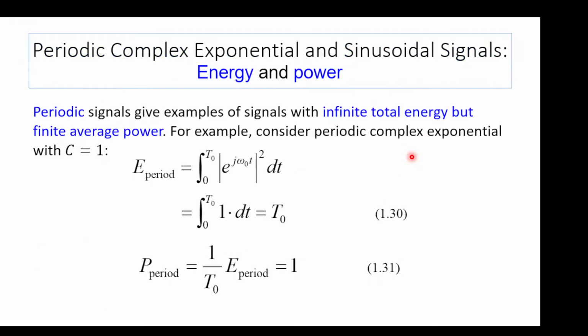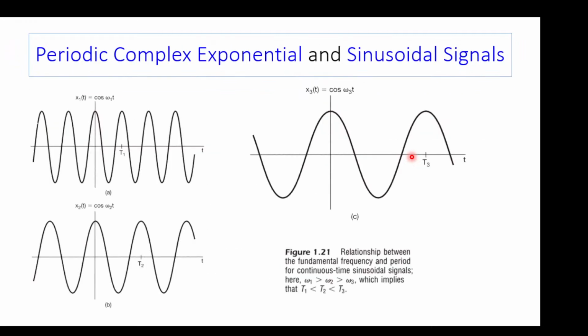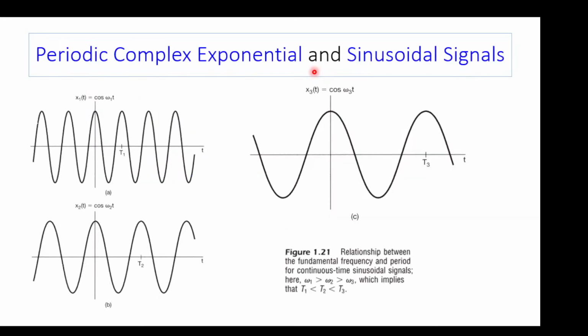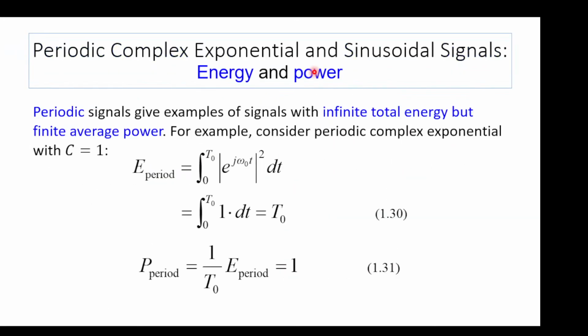Then the next one. Oh, okay, a question about fundamental frequency. From the equation, it's really easy. It's just omega naught taking the absolute value, but the definition is 2 pi divided by the fundamental period. Okay, I have no question. Then let's go to another concept.